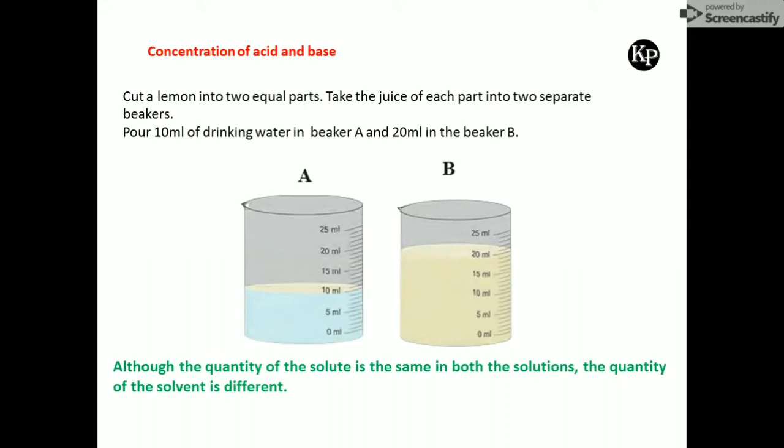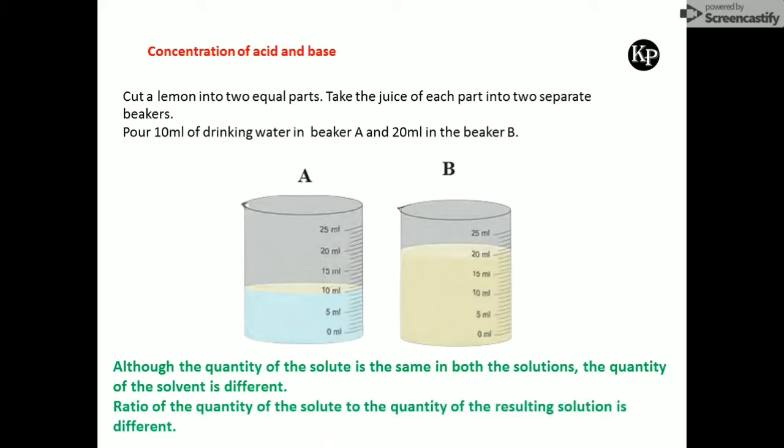Although the quantity of solute is the same in both solutions, the quantity of solvent is different. Solute means lemon juice, and solvent means water, which we have added, 10 ml and 20 ml. These are the solvents. So the quantity of solvent is different, but the solute is the same. So the ratio of the quantity of solute to the quantity of solvent is different, and the ratio of the quantity of solute to the quantity of resulting solution is different.